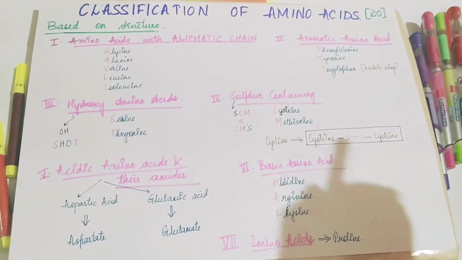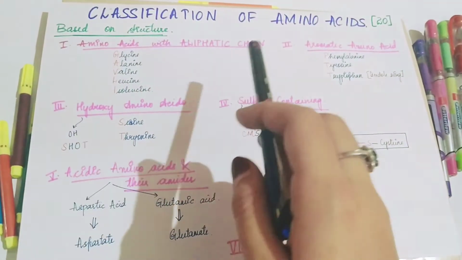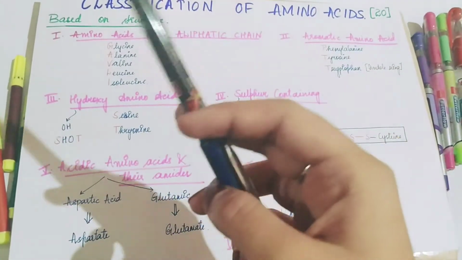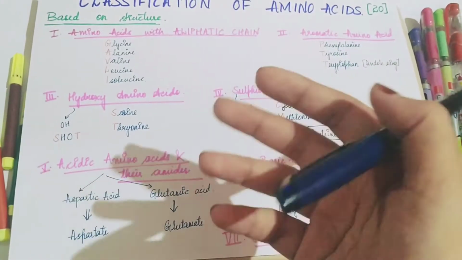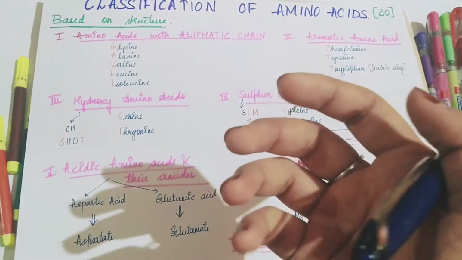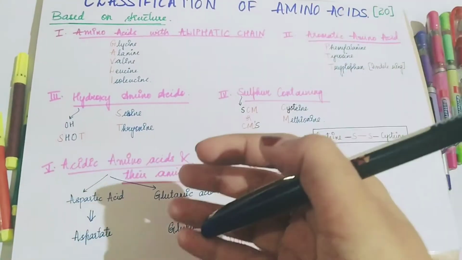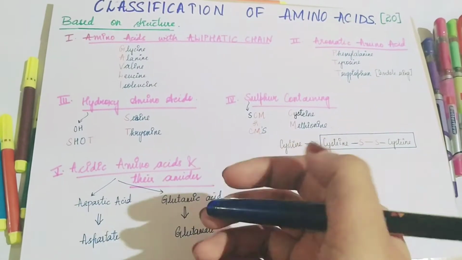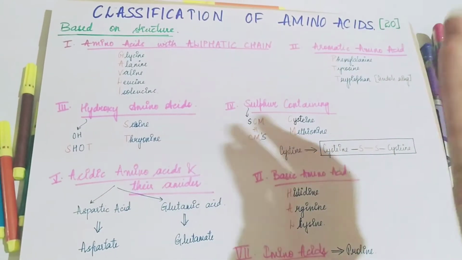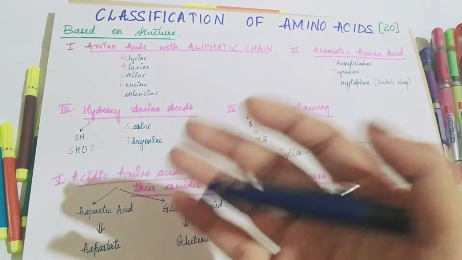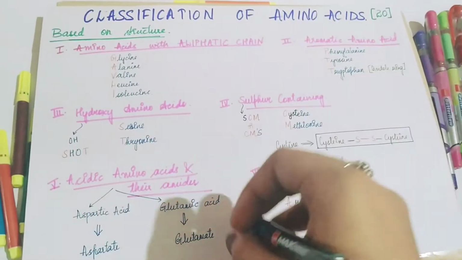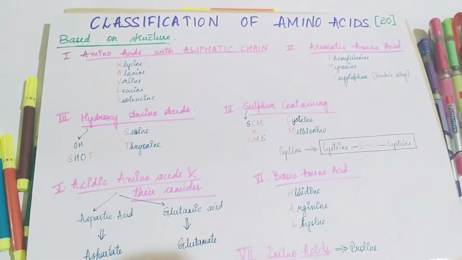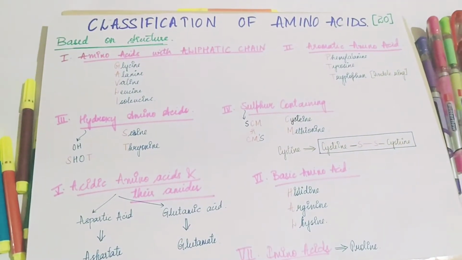Okay, so in today's class, we'll be learning about the classification of amino acids. There are various classifications: based on structure, based on nutritional classification, based on the number of carboxyl groups, and based on the fate, like whether it will be ketogenic or glucogenic. In today's video, we'll be studying the classification based on structure and the nutritional classification.